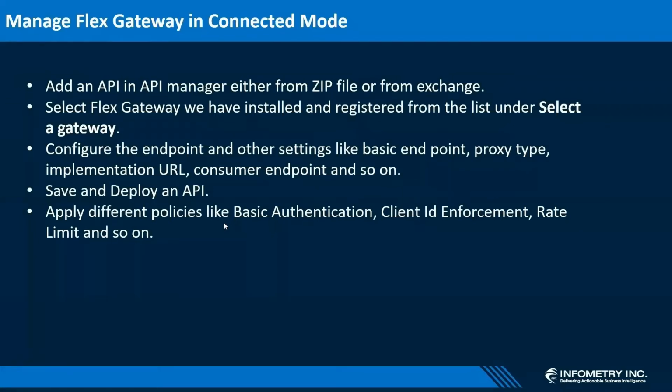Managing APIs with Flex Gateway is similar to managing APIs with the Mule Gateway, like adding an API either from a zip file or from Exchange, and selecting the Flex Gateway from the list, configuring settings like endpoint, implementation URL, consumer endpoint, and so on. Save and deploy our APIs. And also we can apply both automated and custom policies to our APIs.